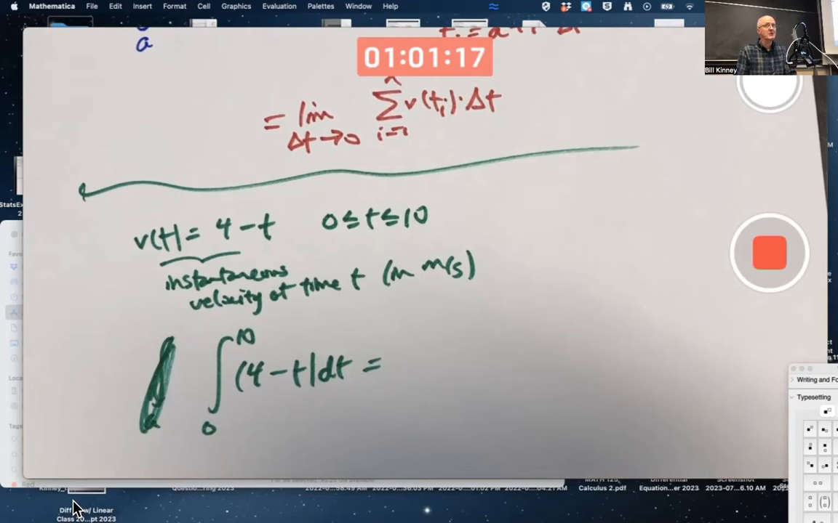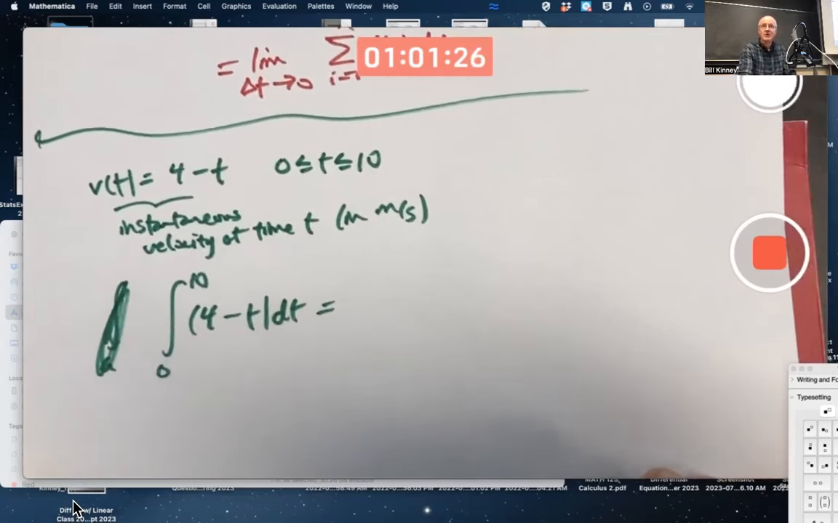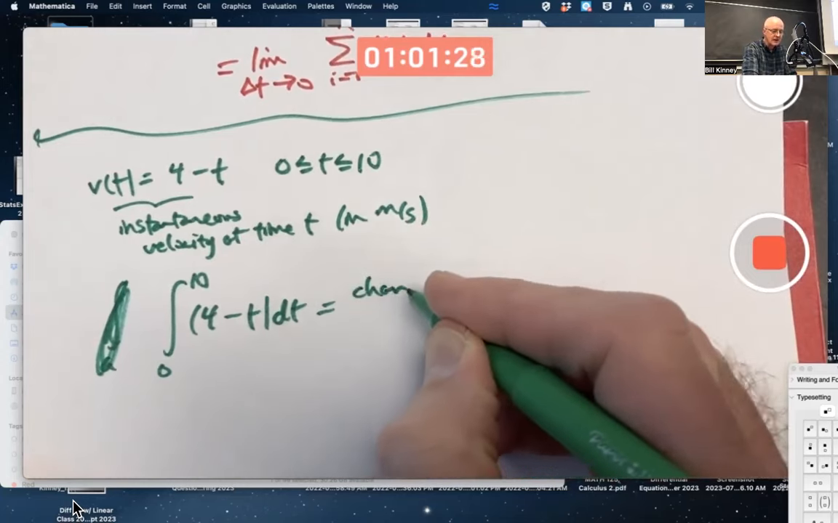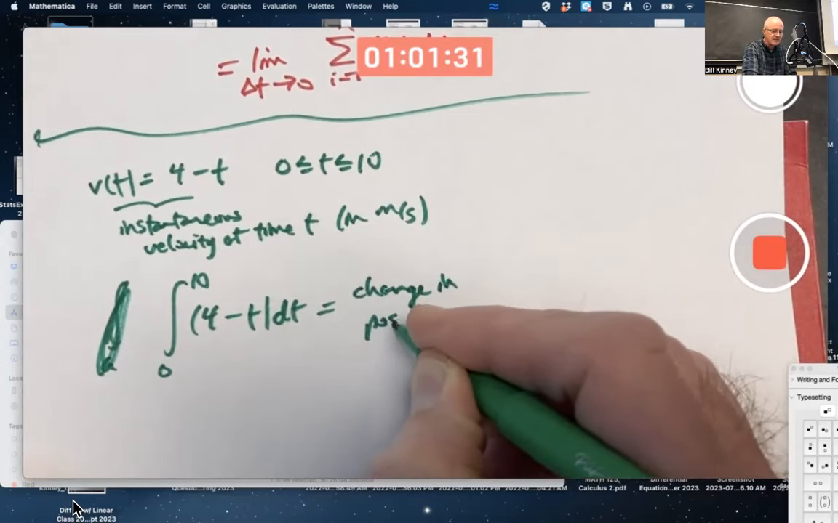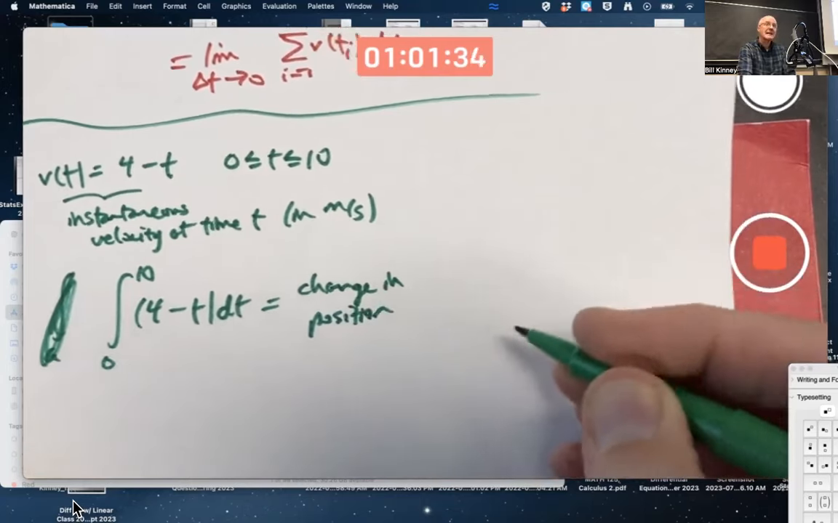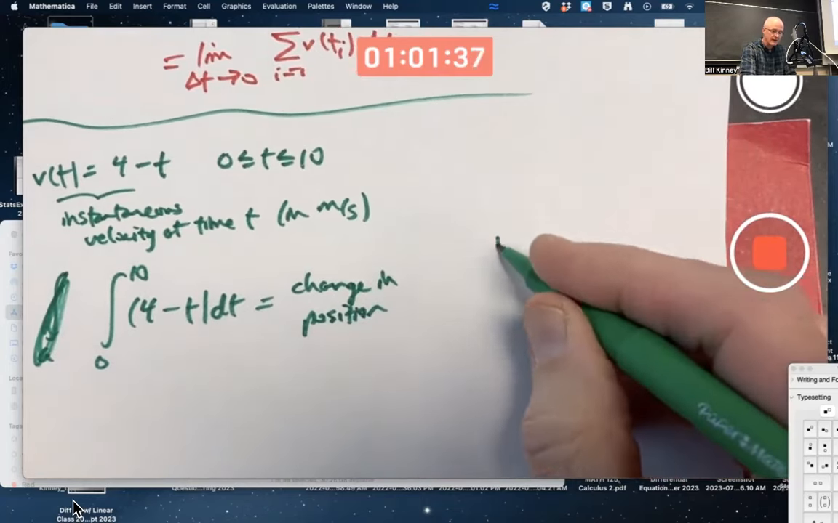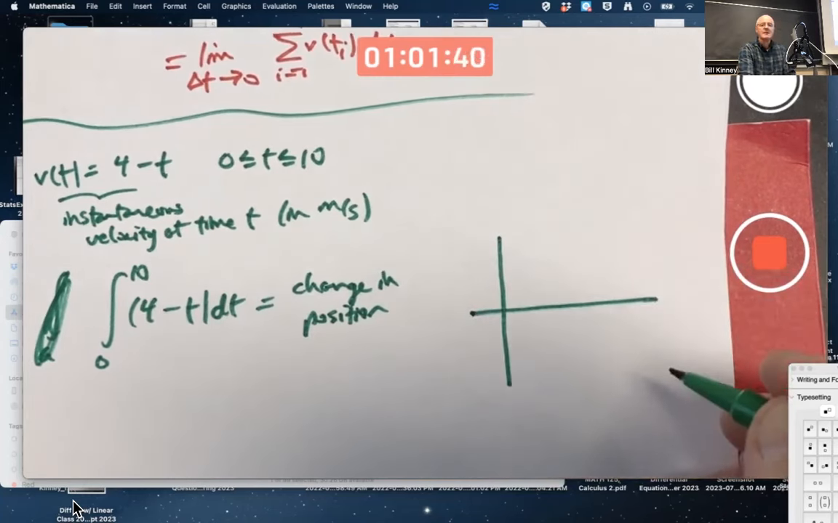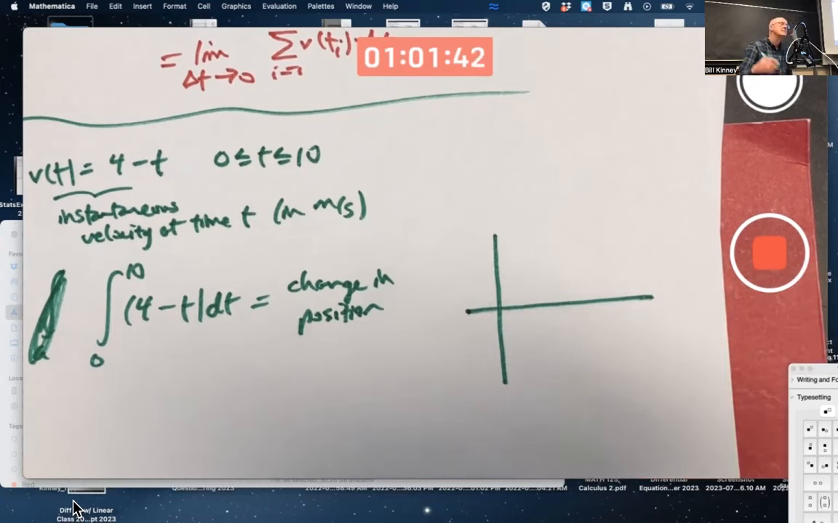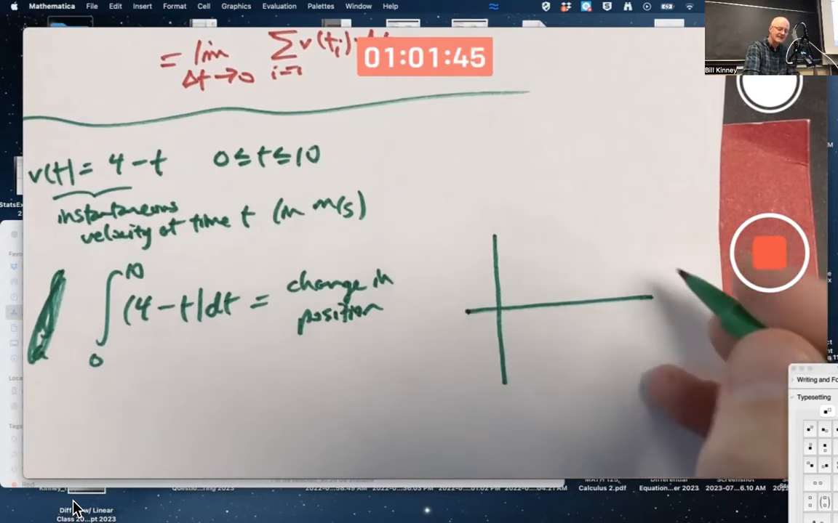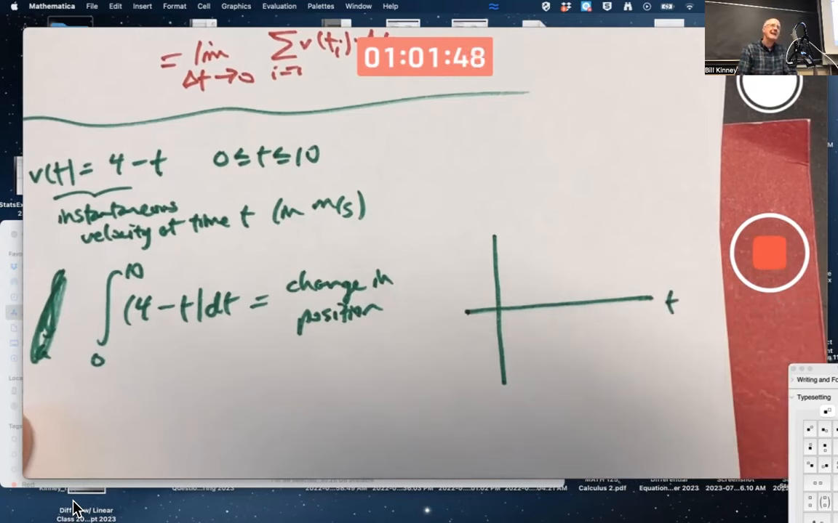But it still can be interpreted in terms of areas, and it's still related to distance, you could say. Instead of the distance traveled, it's the change in position. And instead of the area under the curve, it's the area between the curve and the horizontal axis, where areas above the t-axis count positively and areas below the t-axis count negatively. What does that mean?